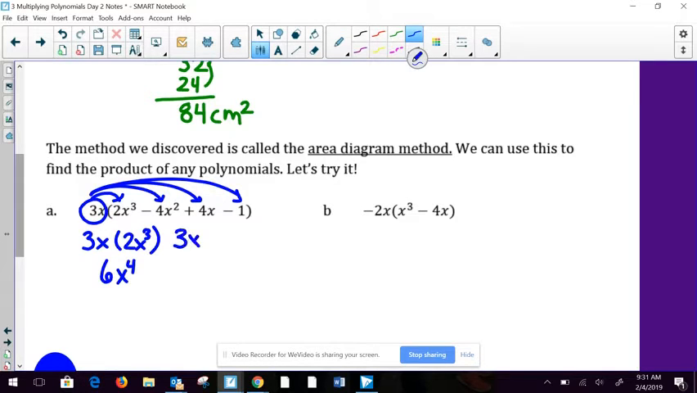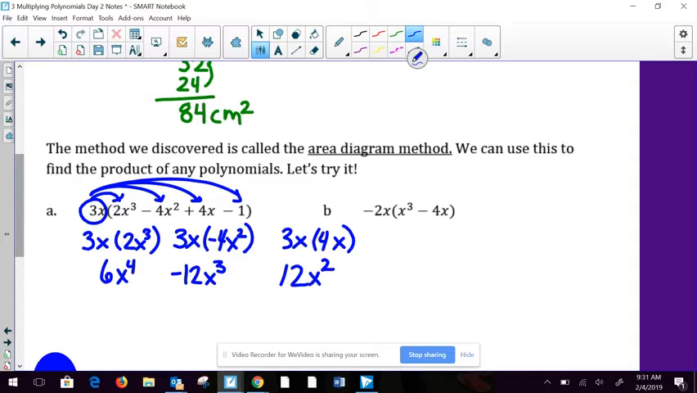Now I need to take that 3x and times it times a negative 4x squared. So what's 3 times a negative 4x squared? You're on fire. Negative 12x to the third. Great job. Now I need to take that 3x and times it times my next term, which is 4x. Well, 3 times 4 is 12, and then I have x squared. And finally, I'm taking that 3x times that negative 1. So 3 times negative 1 is, good, negative 3, and I still have my x.